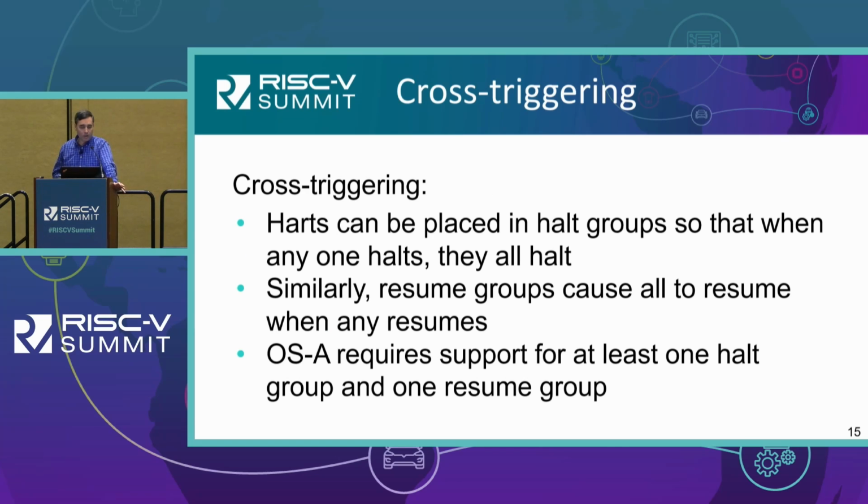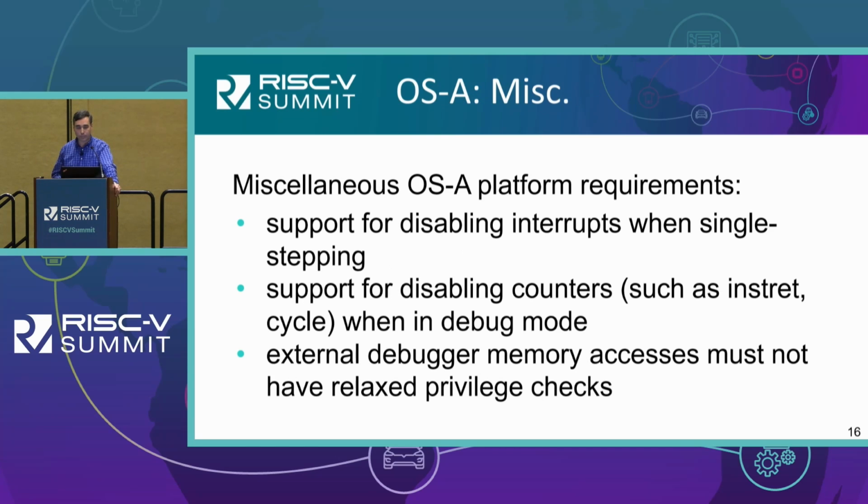Cross-triggering. In a multiprocessor system, it can be useful to halt and resume groups of harts rather than just one at a time. The architecture has a concept of halt groups and resume groups. When one hart in a halt group halts, for instance, due to hitting a trigger, all of them halt as soon as possible. And when one in a resume group, which doesn't have to be the same as the halt group, resumes, then all of them resume. And OSA requires supporting at least one halt group and one resume group.